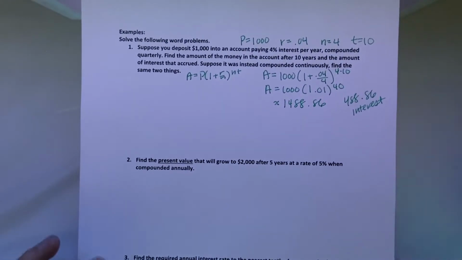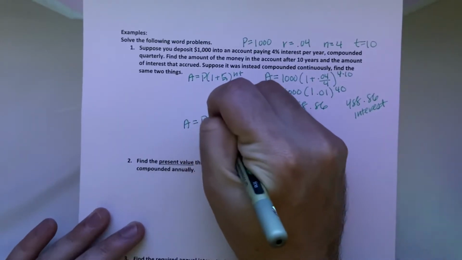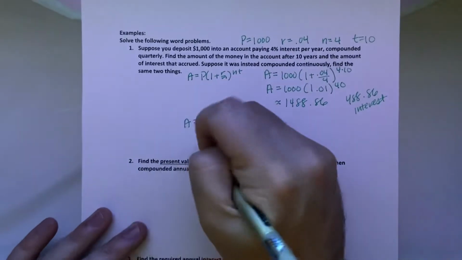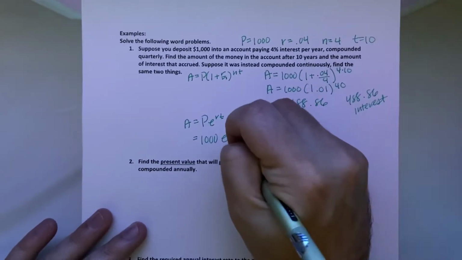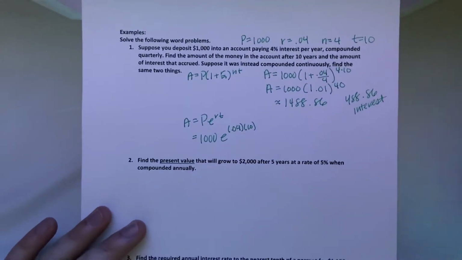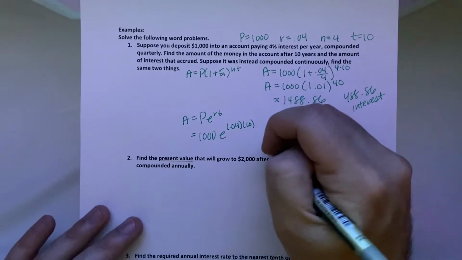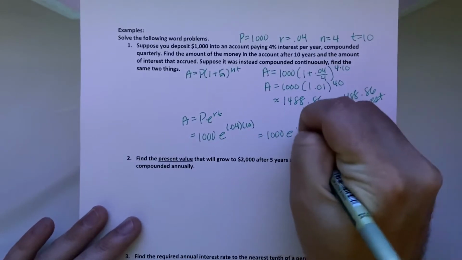For the other formula, suppose it was compounded continuously, this is A equals P times e to the rt. It's still the same P, r, and t. So 1,000 e to the 0.04 times 10 power, because r and t are still the same. So 0.04 times 10 is 0.4. So this is 1,000 times e to the 0.4.